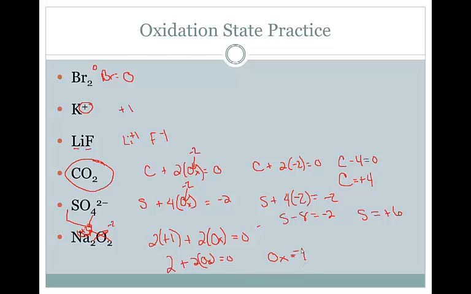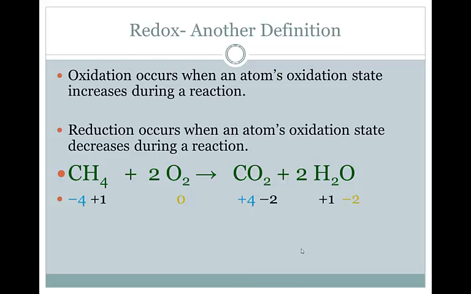Alright, so oxidation occurs when the atom's oxidation state increases during the reaction. Reduction occurs when the atom's oxidation state decreases in a reaction. Remember, LEO GER. Lose electrons, oxidized. Gain electrons, reduced. Okay, so the charges have already been spelled out for you. So carbon is going from a minus 4 to a plus 4.